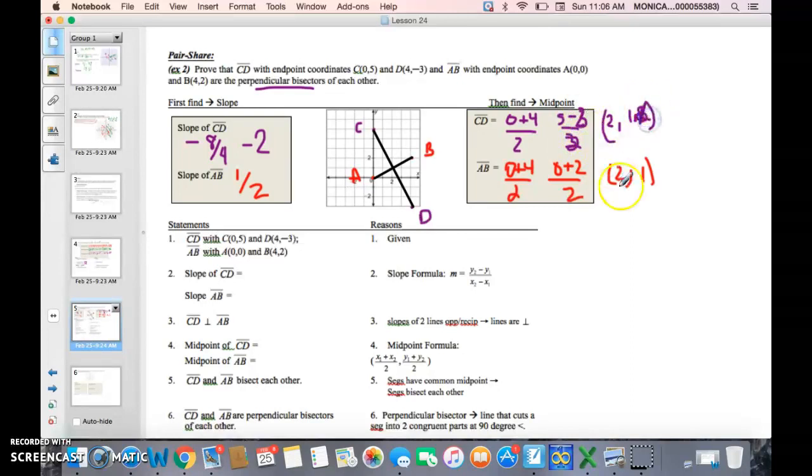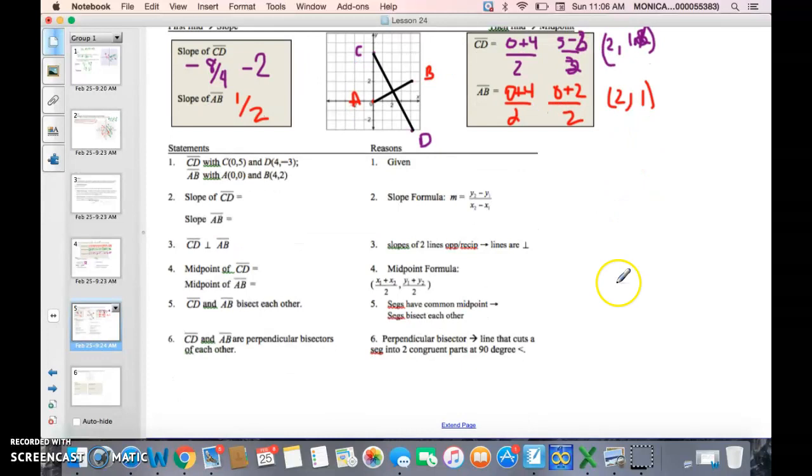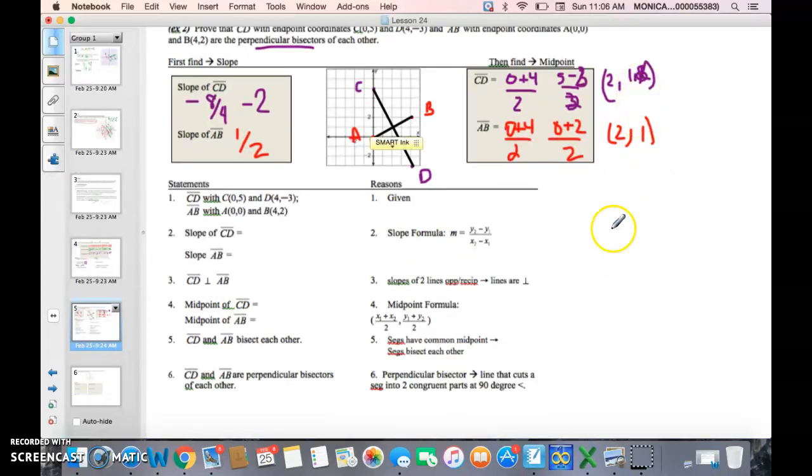And so since I get the same point for both, yes, I can prove that these are going to have the same midpoint. All right, so that's given. The slope of CD we said was negative 2. The slope of AB is 1/2. And my reasoning for this, again, is slopes of two lines, opposite reciprocal lines are perpendicular. Then I got my midpoint of CD, whew, after all those mistakes, is 2, 1. But mistakes are okay as long as you check your work and find them. You can really learn a lot from a mistake.